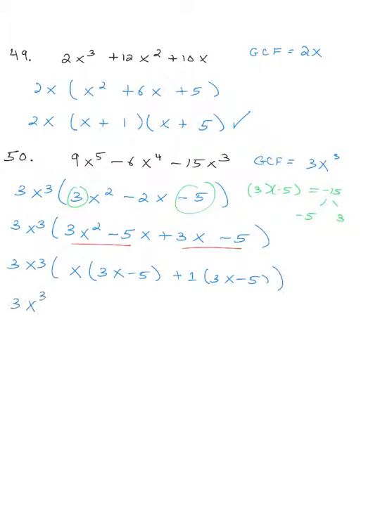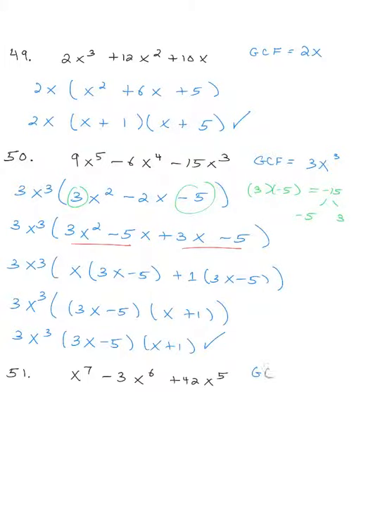So I have 3x cubed. I'm going to get an extra set of parentheses, but I can just get rid of it at the very end. I'm removing 3x minus 5 from both terms, and I'm left with x plus 1. And if you see this ahead of time, you can just erase the parentheses and express your answer as 3x cubed times 3x minus 5 times x plus 1, and that is it.